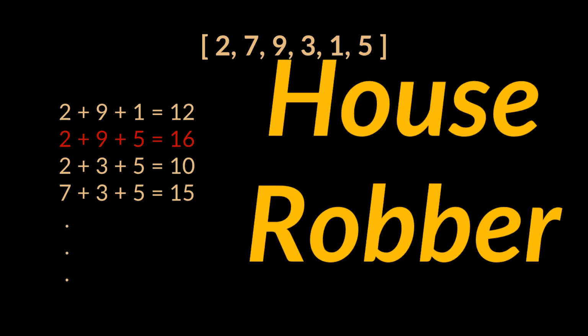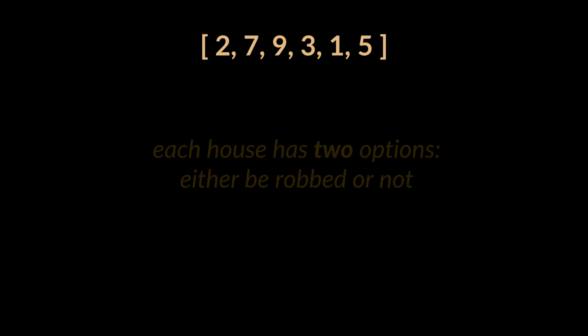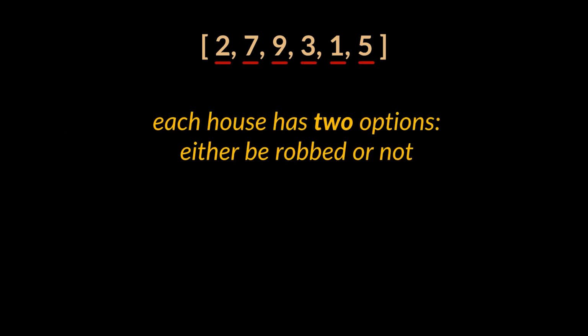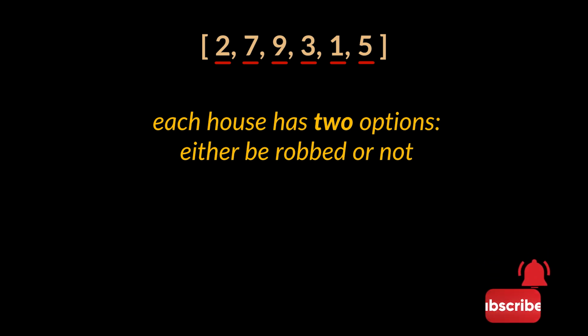This problem is known as the house robber problem and is very popular among interviewers who pick dynamic programming exercises. So, how do we tackle this problem? Well, the main idea is realizing that each house, each integer in the array, has two options to choose from, and only two: either be robbed or not. So, we can either pick an integer from the given array and add it to the total sum to return, or we simply don't pick it.